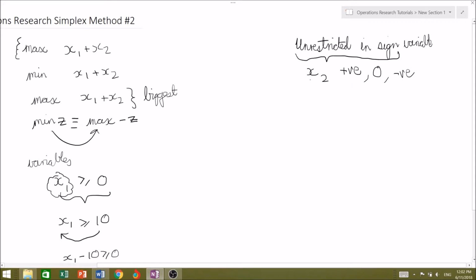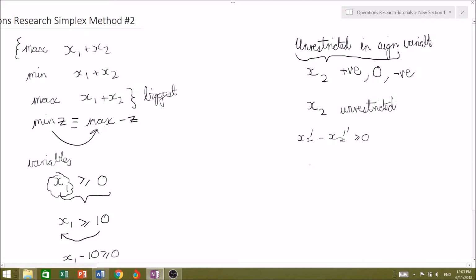Well, what we do in this case is, say we have x2 being unrestricted, and we want to transform it into a nice form so that some value has to be greater than or equal to 0. Well, what we do in this case, we say that x2 prime minus x2 prime prime has to be greater than or equal to 0.